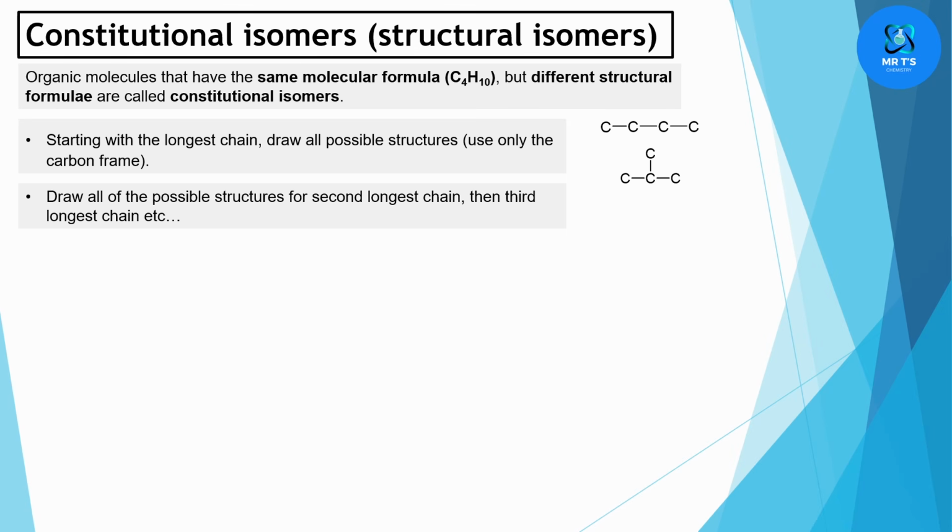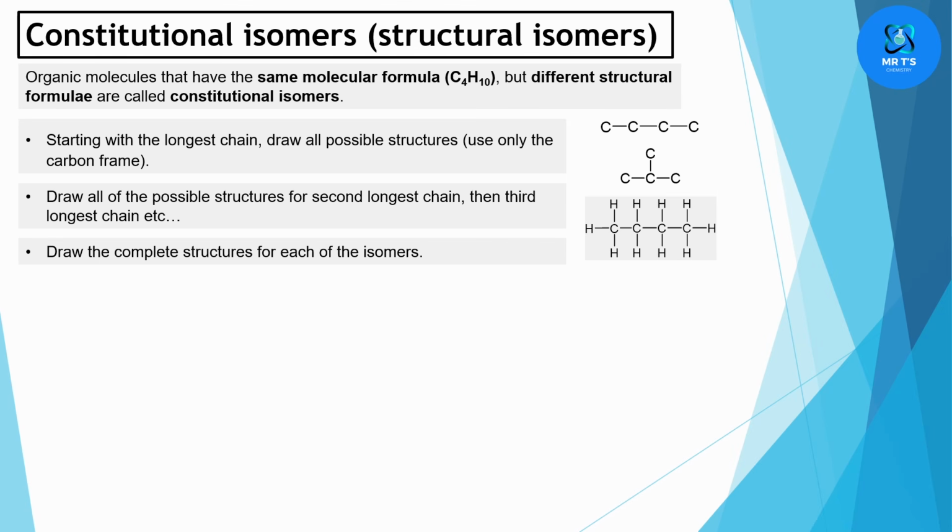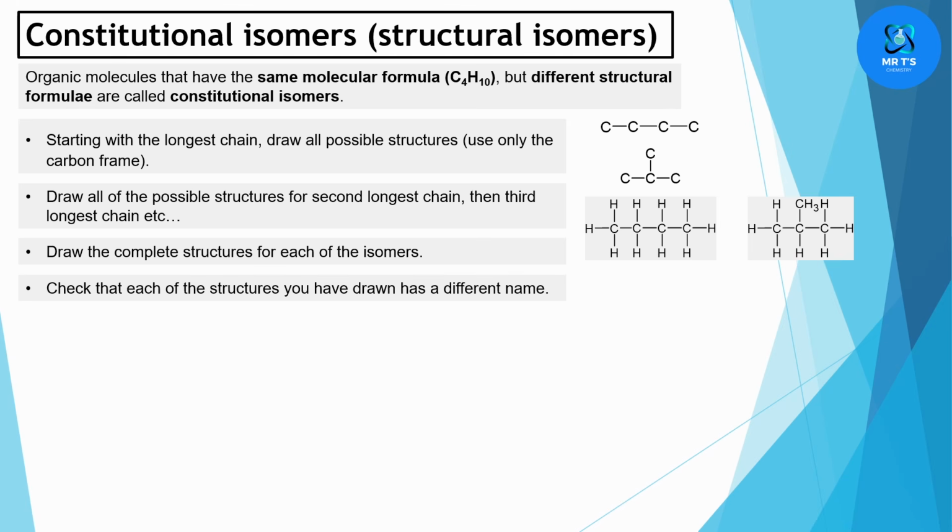If I was to do 2 carbons in a row, well, I can't draw another way of drawing the isomer here, because 2 carbons in a row with a carbon coming off it is really not 2 in a row. It would end up being 3 in a row. So these are the only possible constitutional isomers or structural isomers I can get for C4H10. So I'm going to draw them out fully now. Here's the first one. We can see that that's butane. And here's the second one. We can see that that one there is going to be methylpropane.